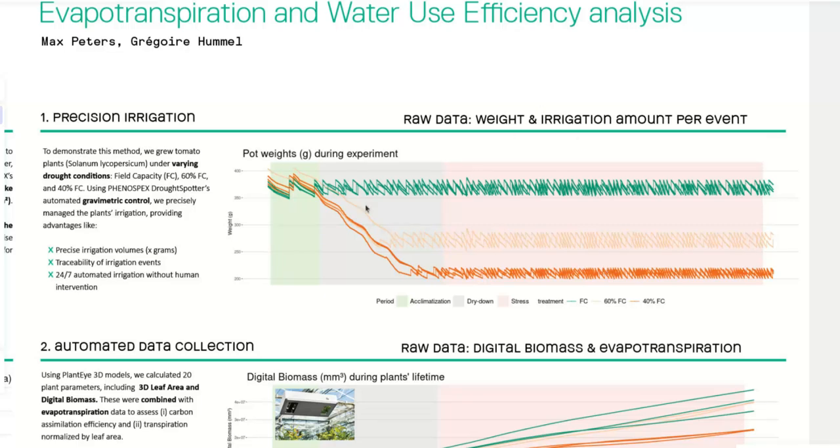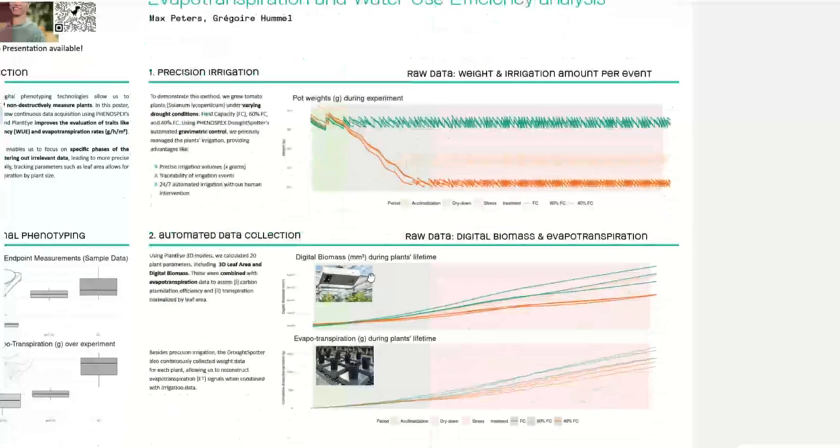Also, the experiment spanned multiple phases. At the beginning, the plants all received the same treatment. They were all kept at field capacity. Then, for roughly a week, we gradually introduced the drought stress during a dry down phase. After that stress level was reached, we maintained it for about 2 weeks until the end of the experiment.